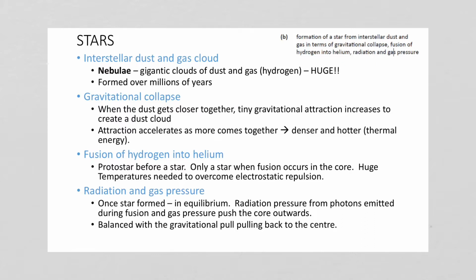So that's when two hydrogen atoms will join together to make a helium. Now we need really large temperatures for this to happen. We've got two protons that have positive charges, and to get them close to each other you need a huge amount of energy to encourage them to do so, to overcome that electrostatic repulsion from those positive charges.